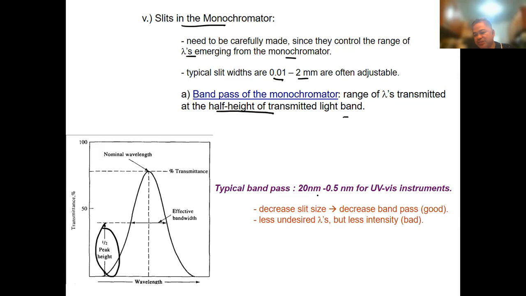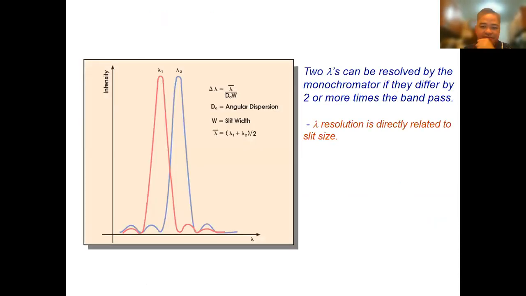So the typical band pass would be 20 nanometer to 0.5 nanometer per UV-Vis. If you're going to decrease the slit size, you are also going to decrease the band pass, which is good. You have fewer undesired wavelengths, but less intensity, and unfortunately, that is a trade-off. So as much as possible, you want a smaller slit size. But usually it's already preset. If you have two wavelengths, you can resolve them by the monochromator if they differ by 2 or more times the bandpass. So we could say the resolution of the wavelength is directly proportional to the slit size.